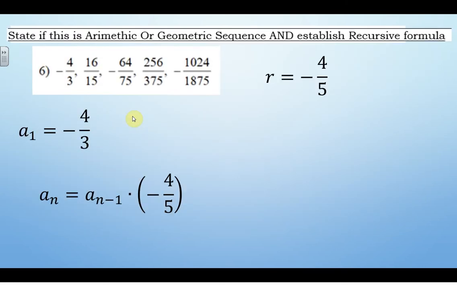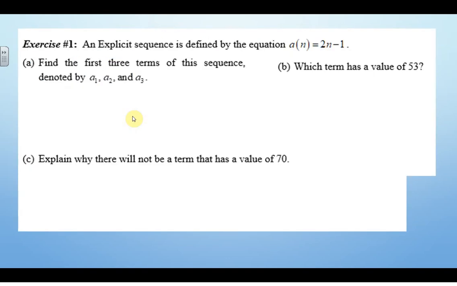Now you might be thinking, okay, well, when would I use explicit versus recursive? You might use recursive when it's being added and multiplied, because then you say, okay, the first term, and then multiply by 2 and add 3. All right, so this is just how we work a sequence.